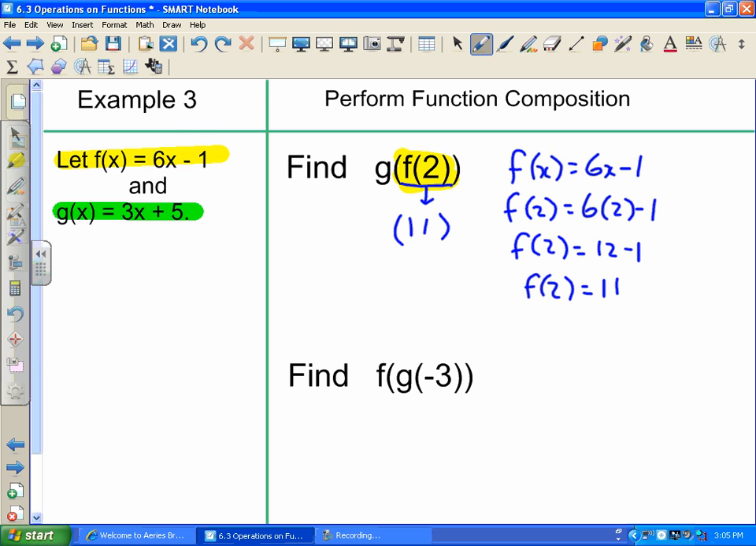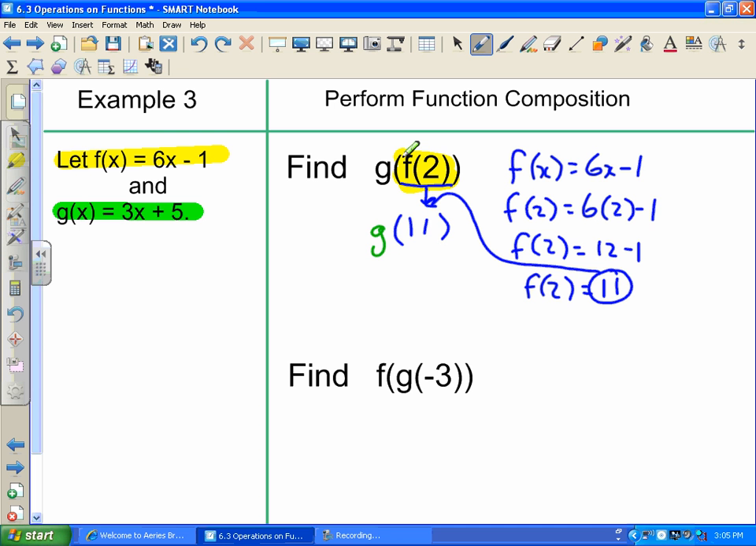So this composite function, or a function within a function, means find the first one first and then do the next problem. In this case, it's asking us really to find g of 11. It says find f of 2 first. F of 2 is 11. So now we need to find g of 11.